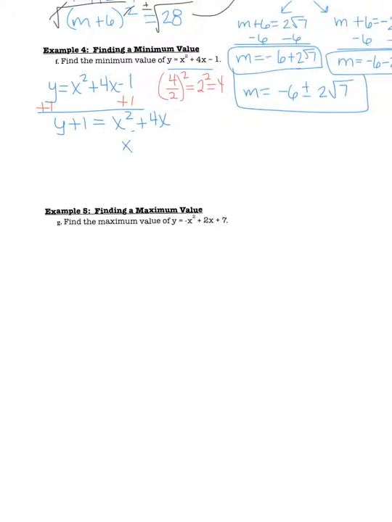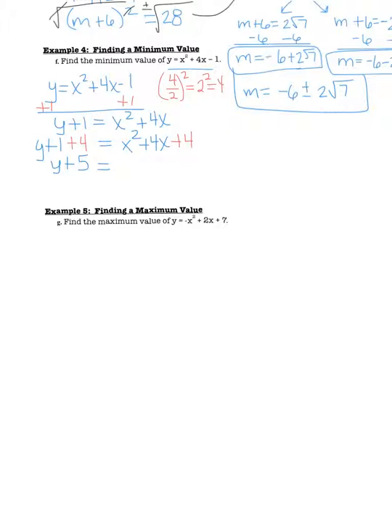So let's complete the square. X squared plus 4x plus the 4 completes that square. But you know the rule, if we add something to one side of the equation, we must add the same thing to the other side. So we have y plus 1 plus the 4. Now let's simplify this whole equation. We have y plus 1 plus 4, so that's y plus 5.